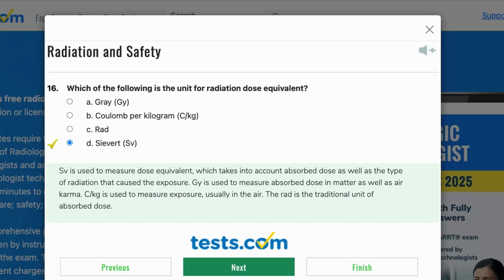Gray, or Gy, is used to measure absorbed dose in matter as well as air kerma. Coulomb per kilogram is used to measure exposure, usually in the air. The rad is the traditional unit of absorbed dose.